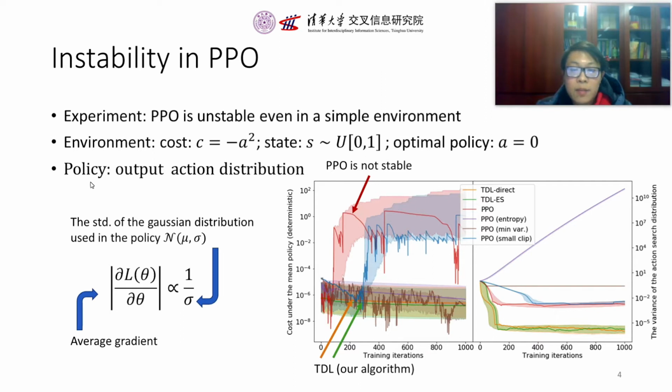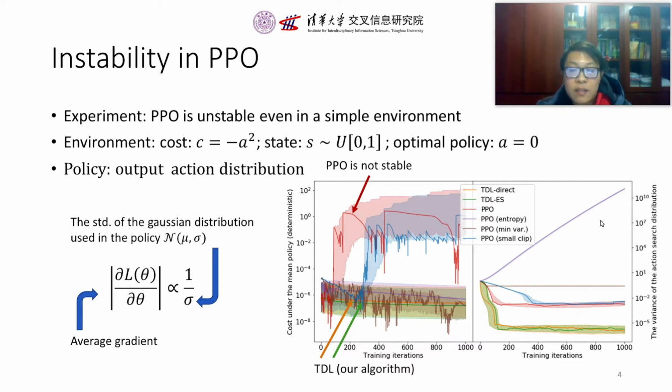The policy in PPO receives a state and outputs an action distribution. Then we can execute the policy by sampling an action from the distribution. Here, the action distribution is a Gaussian distribution specified by mu and sigma. After some mathematics, we found that the average gradient is inversely proportional to sigma outputted by the policy. We will soon find that this leads to the instability.